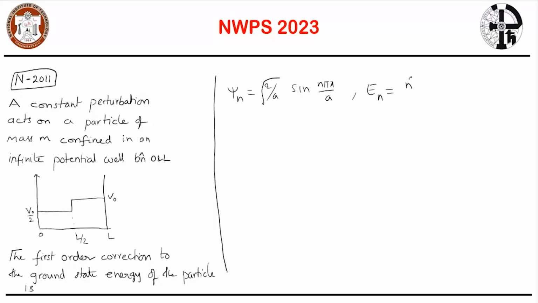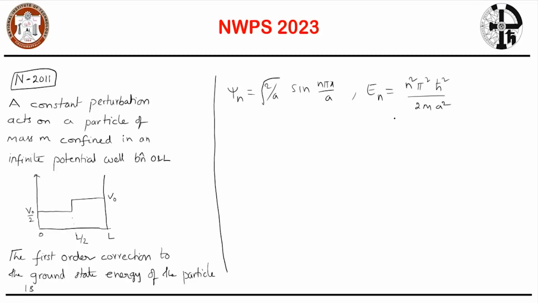Energy is given by n square, h bar square, pi square over 2m, a square. Here I use L, but I'm changing it to a. This is something you do.